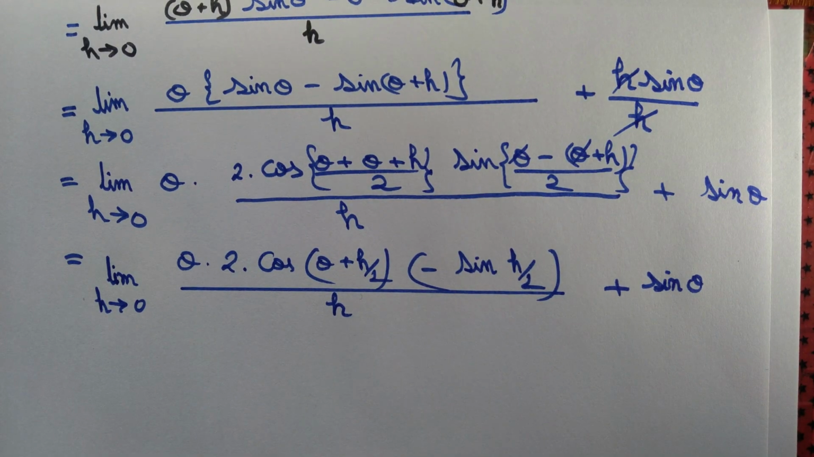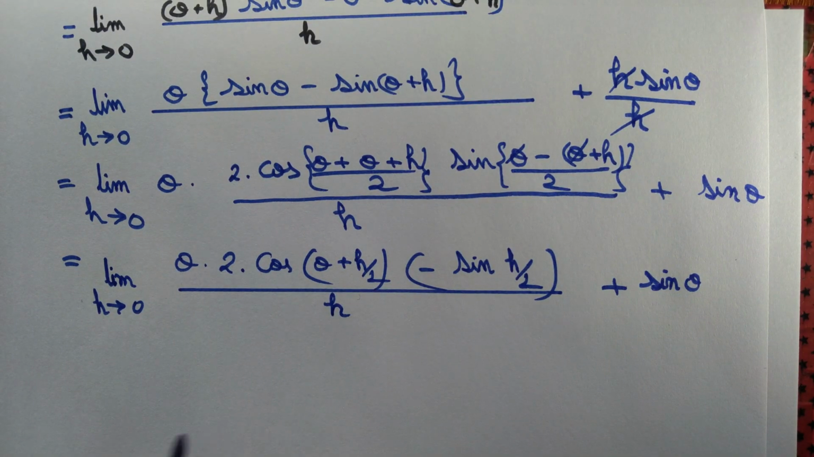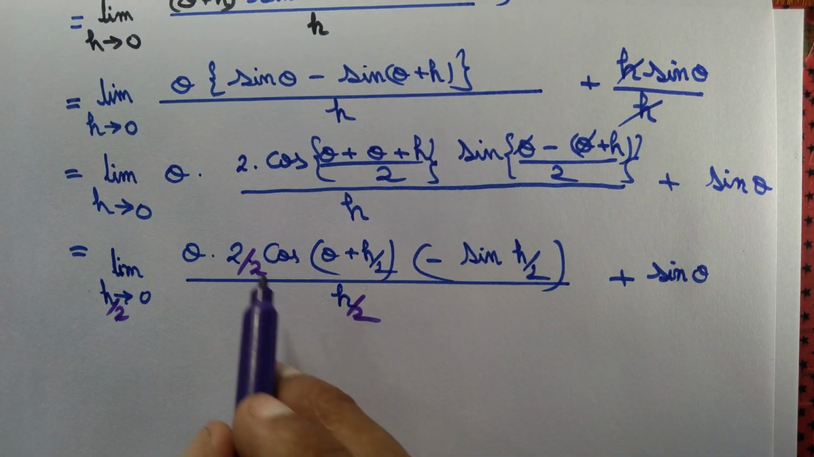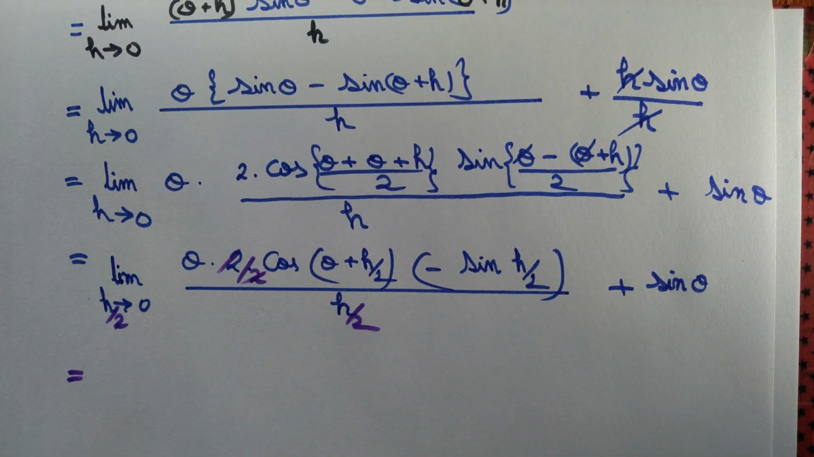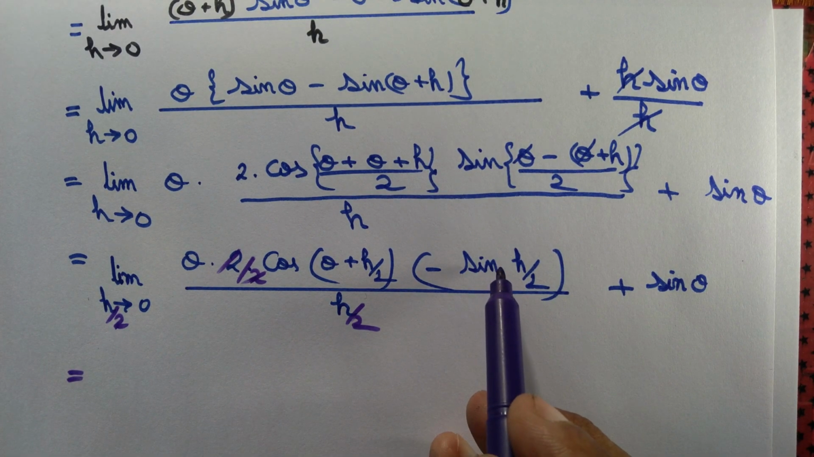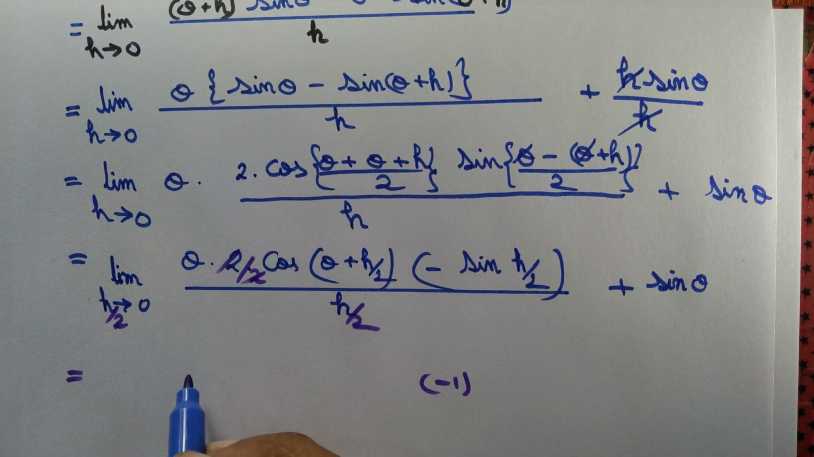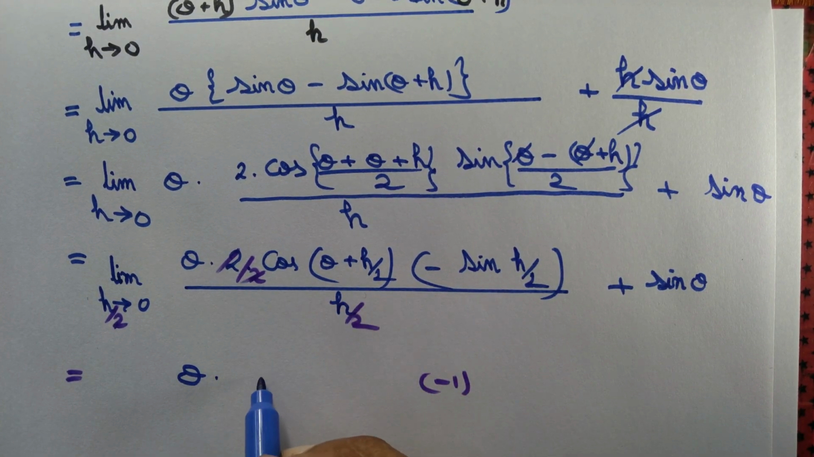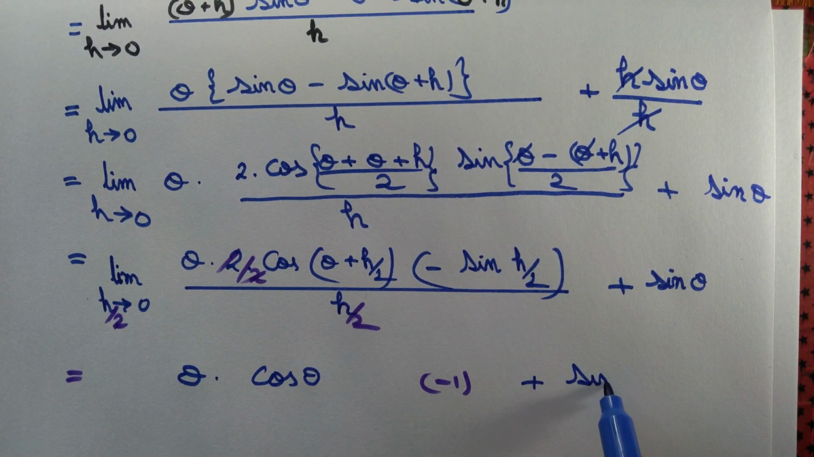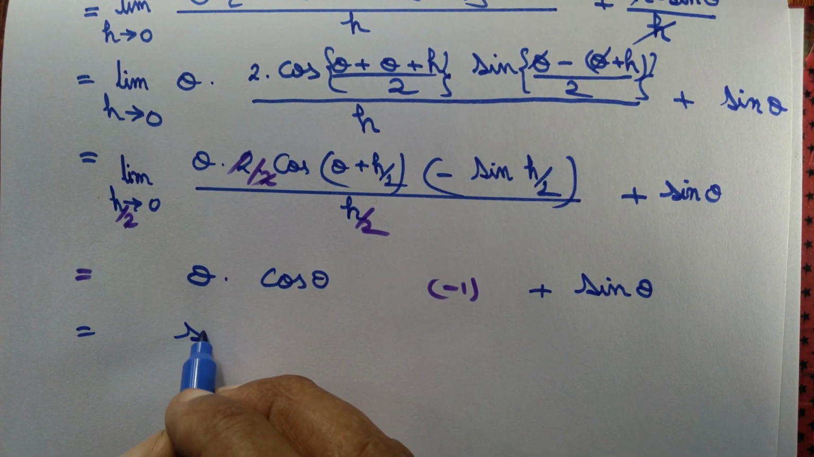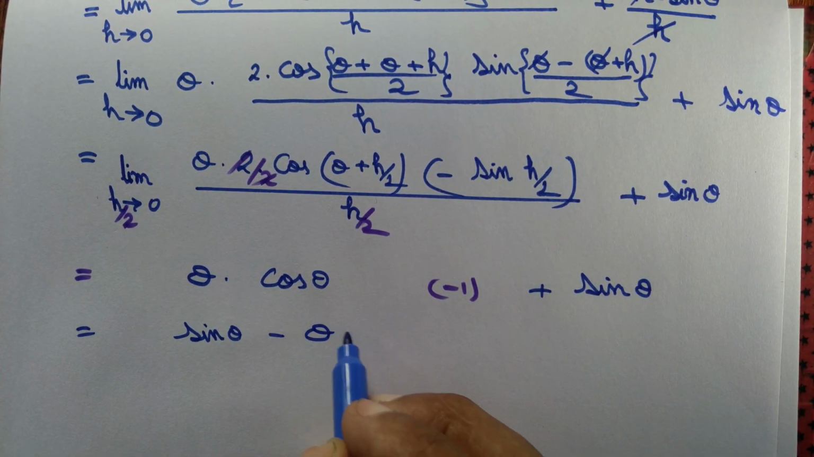Now we find that we got h by 2. As h tends to 0, so does h by 2. So we simply divide numerator and denominator by 2 and say that h by 2 tends to 0, sin(h by 2) by (h by 2) tends to simply 1. So you get minus 1. As h by 2 tends to 0, we simply get this expression as cos theta plus sin theta, which we copy as it is. Yeah, we are done. So this is equal to sin theta minus theta cos theta.